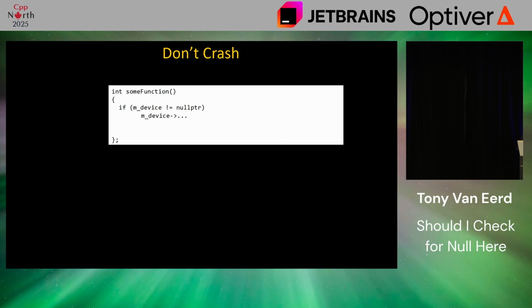So don't crash. That's the obvious one, right? I've got this code. This is kind of what the code looked like. And it wasn't even a pointer being passed in. It was an internal pointer. And it's like, check if the internal pointer is null, which is exactly like, why did you construct this thing?